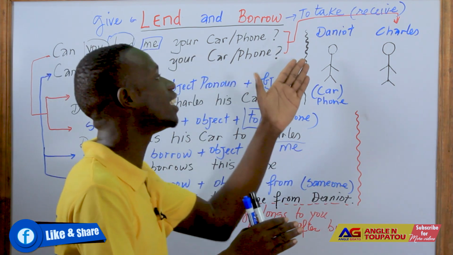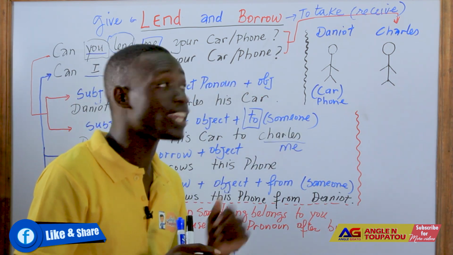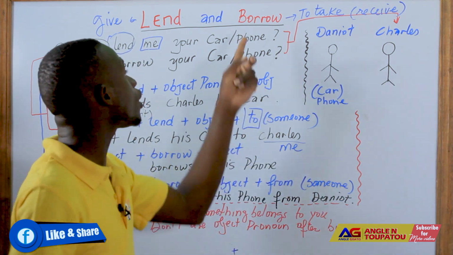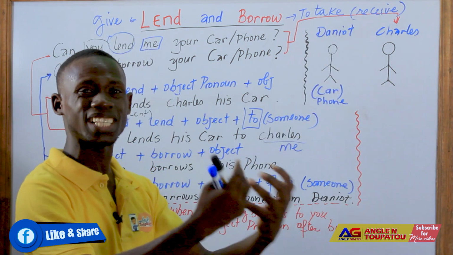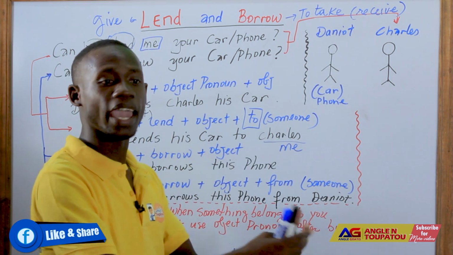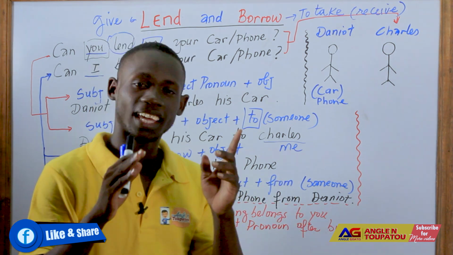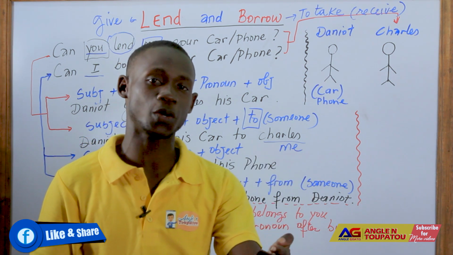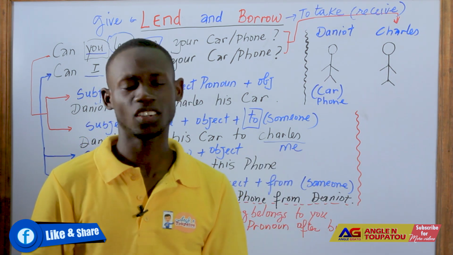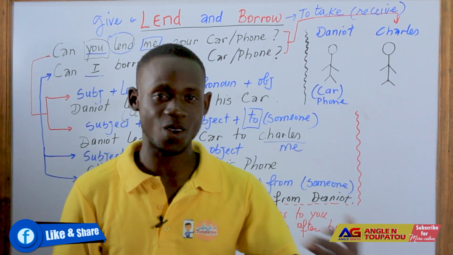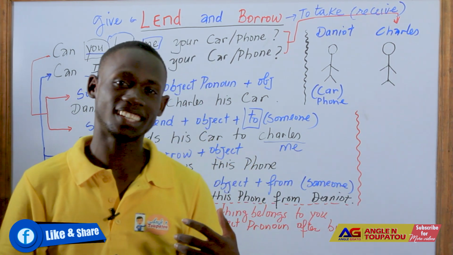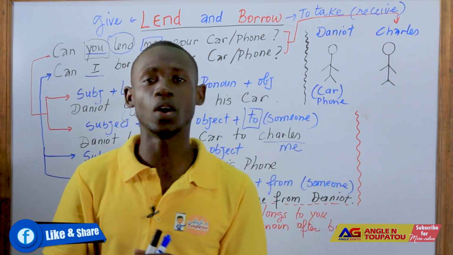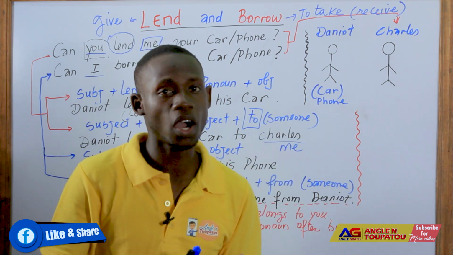Don't forget today, we talk about the verb to lend and the verb to borrow. When you lend something, you give it. When you borrow something, you take it or you receive it from someone else. If the object is not for me, I cannot say, can I lend you? Or can I lend me? I can say, can I borrow? But you can say, can you lend me the phone? Can you lend me the phone?